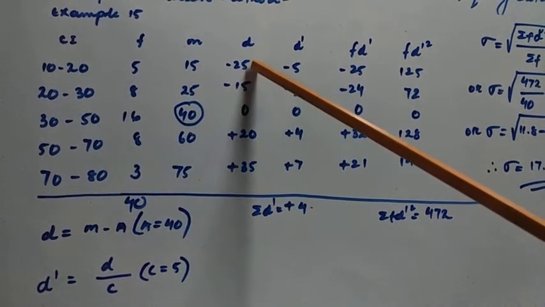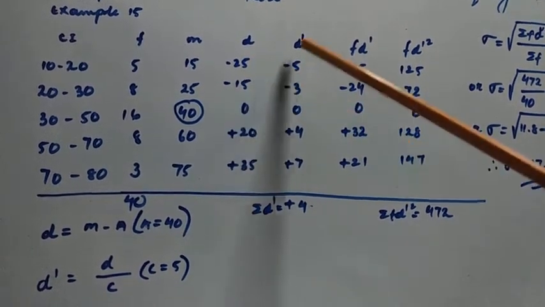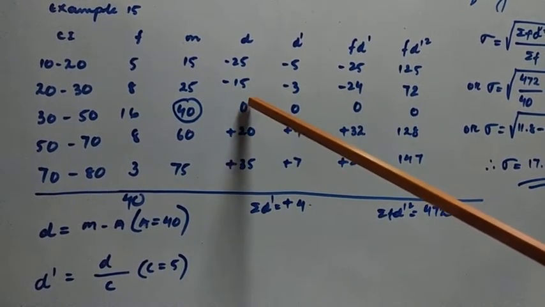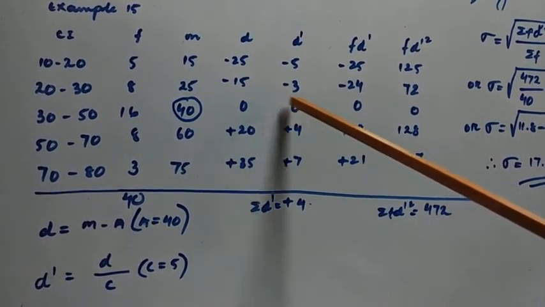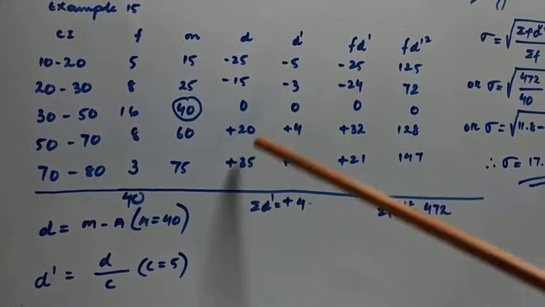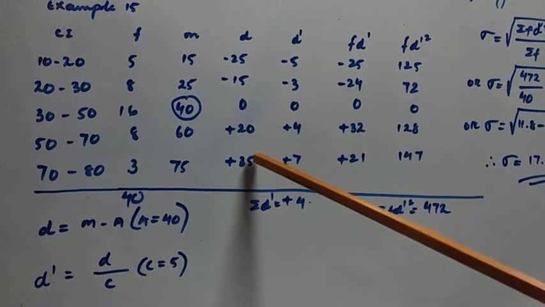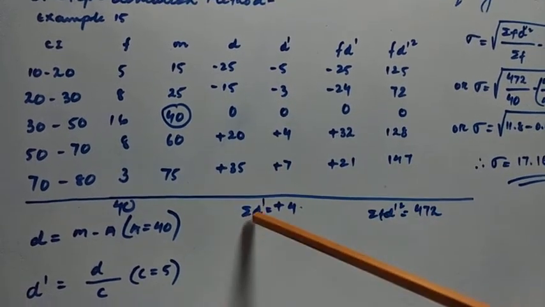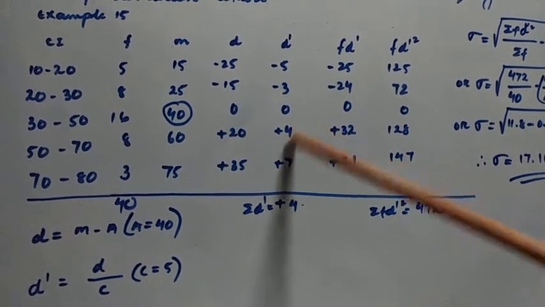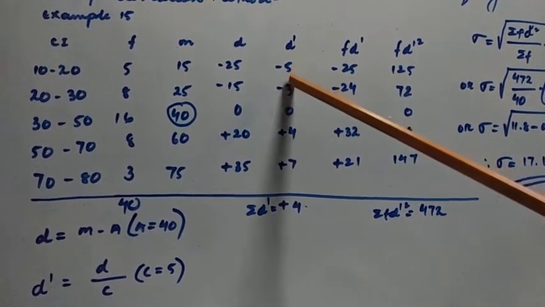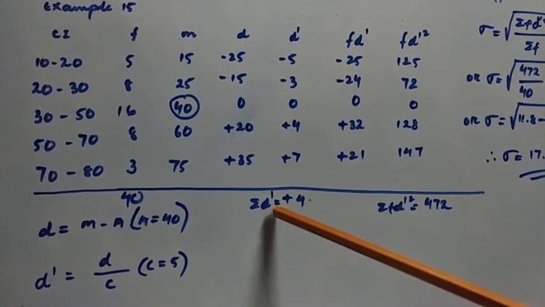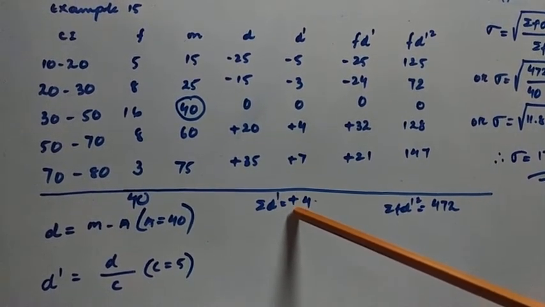So 25 divided by 5 is 5, 15 divided by 5 is 3, 0 divided by 5 is 0, 20 divided by 5 is 4, 35 divided by 5 is 7. So summation d dash is plus 4.